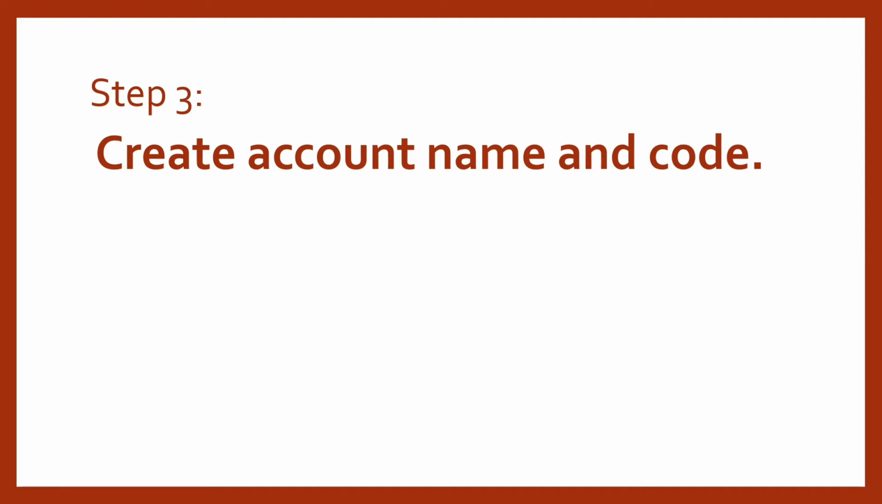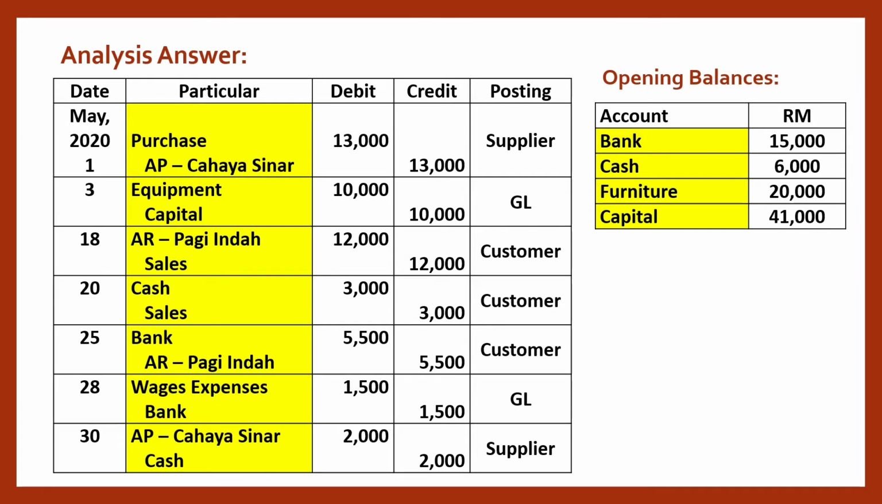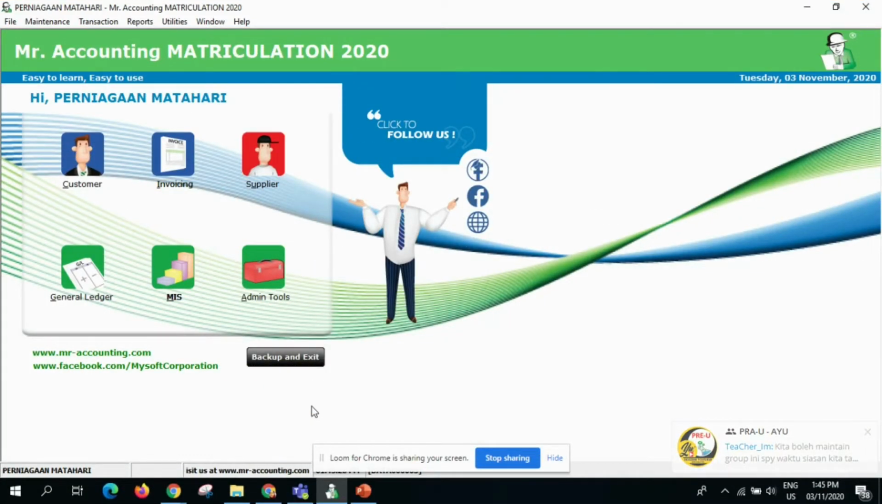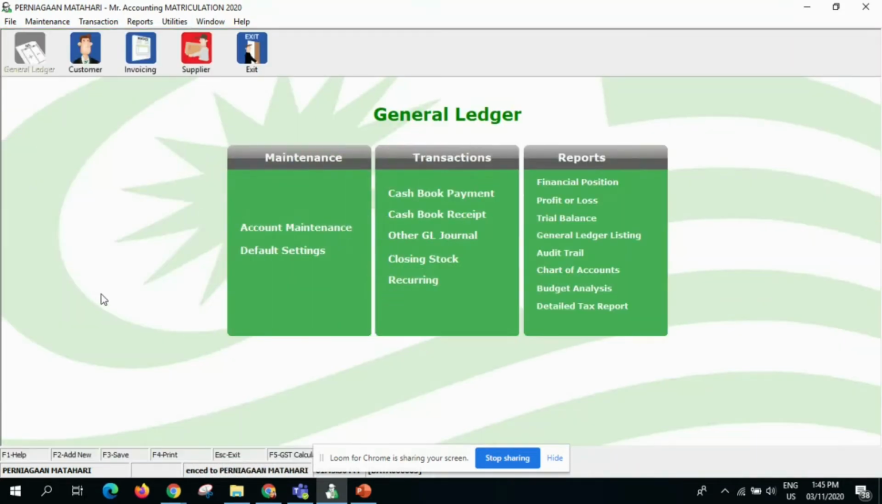Step 3. Create account name and code. Please make sure that all accounts in the analysis and in the opening balances, as highlighted, are created. To create account codes and account names, go to General Ledger, the icon in green color. Click General Ledger. Then you can see three boxes here. Look at the maintenance box. Click Accounts Maintenance.